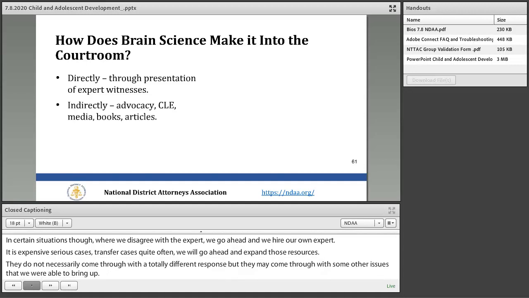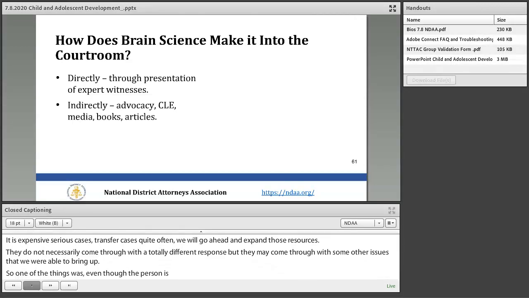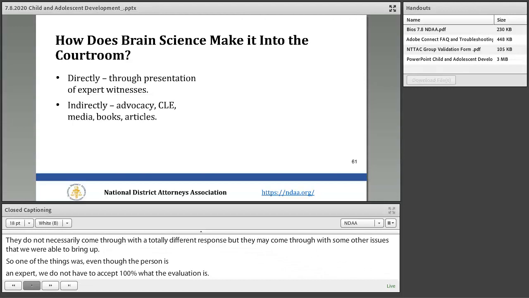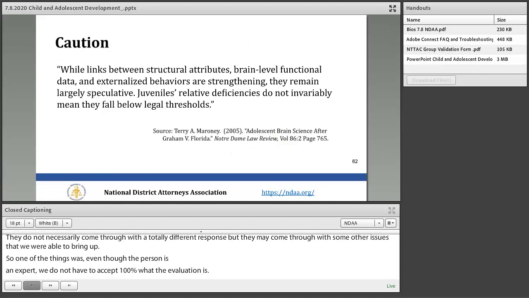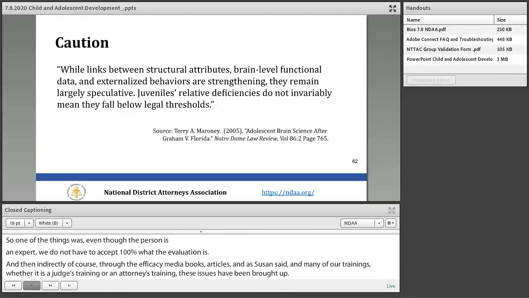So one of the things is, even though the person's an expert, we don't absolutely have to accept 100% what their evaluation is. And then indirectly, of course, through the advocacy, CLE, media, books, articles, and as Susan said, in many of our trainings, whether it's a judge's training or an attorney's training, these issues have been brought up. It's been a very popular topic.